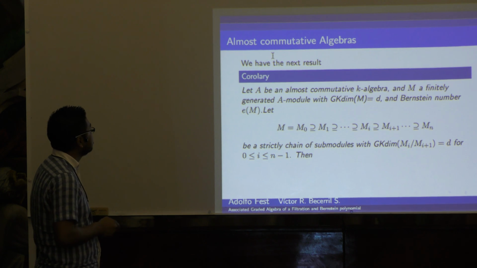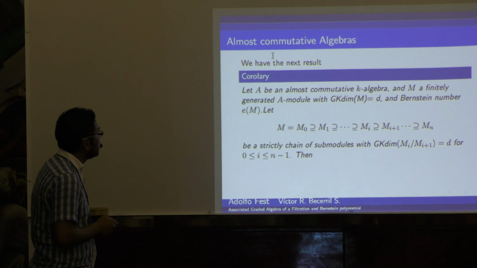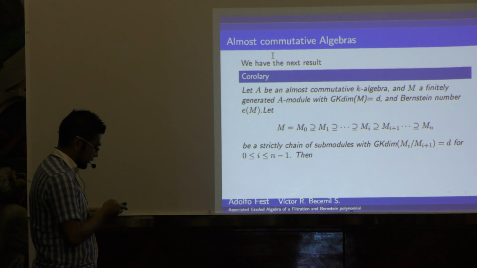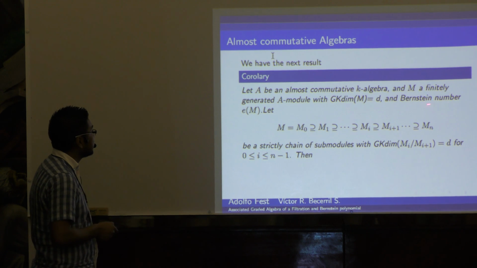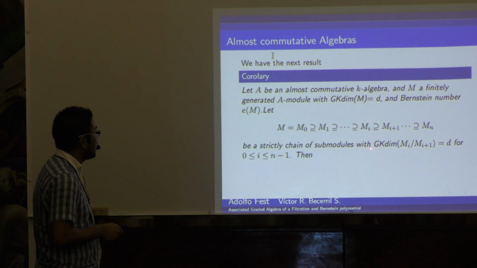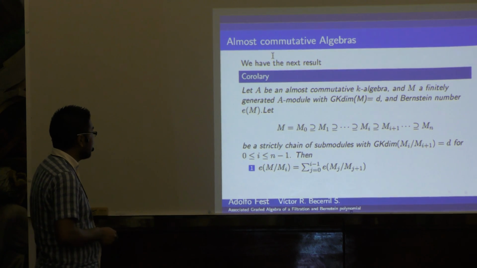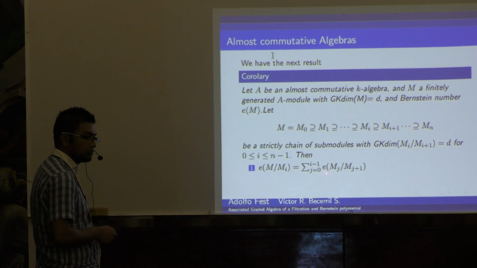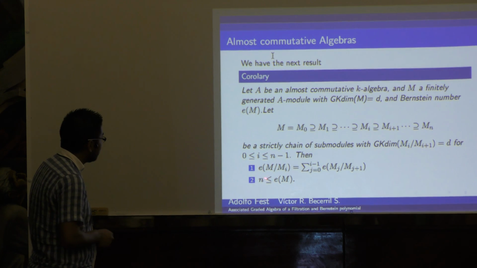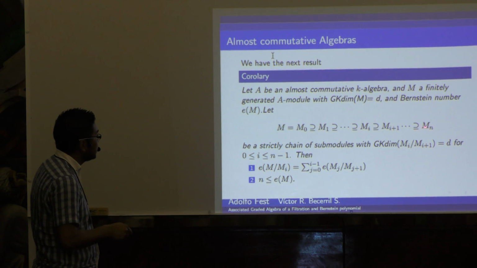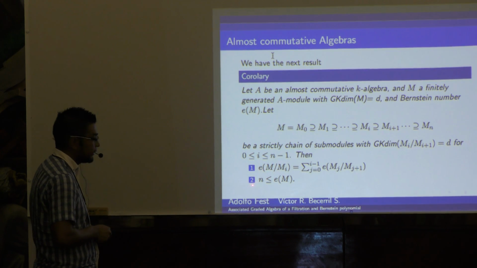We have here a result. If we have an almost commutative algebra A and a left module with Gelfand-Kirillov dimension D and Bernstein number e, and a strictly increasing chain of submodules with this property, that the consecutive quotients have dimension D, then the Bernstein number is the sum of the others, and the Bernstein number is bounded above by the length of this chain.